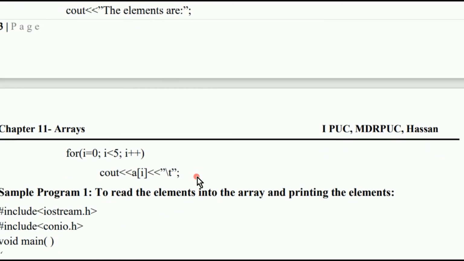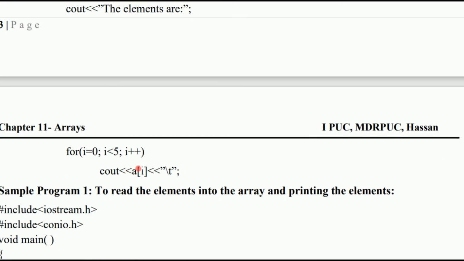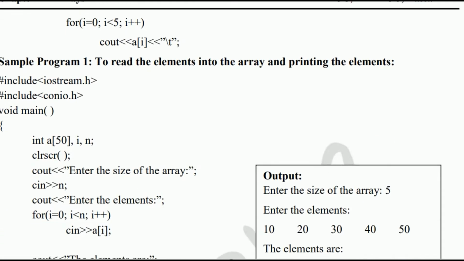Like cout the elements: for i = 0; i < 5; i++, cout << a[i] << "\t". Then it will print all the values separately one by one, and the backslash t we have given is to give the 5 space in between. Okay, now we will see programs to read the elements into the array and print the elements.